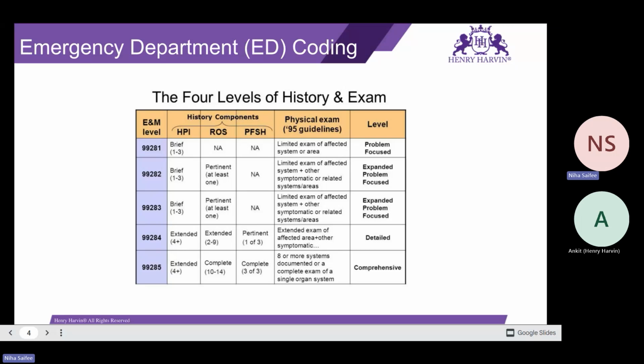You'll do a general examination, vitals also you'll check. You will check the urinary system also. You will check the abdominal area also. So like that. And in extended 99285, it is complete.